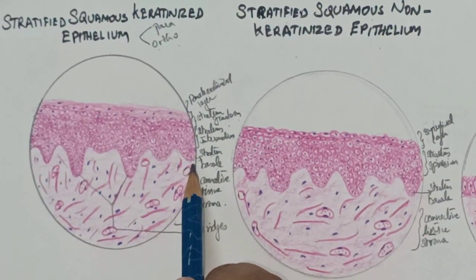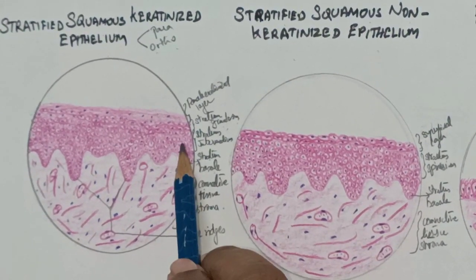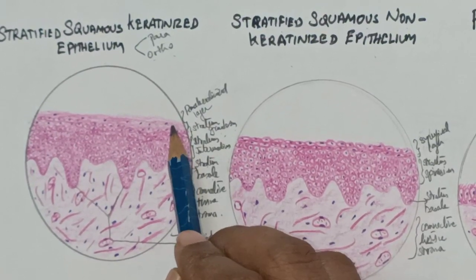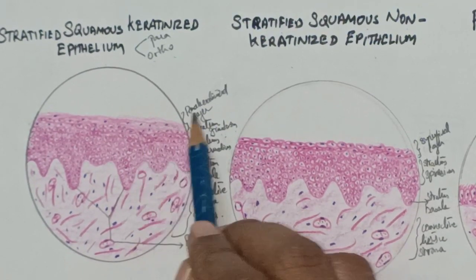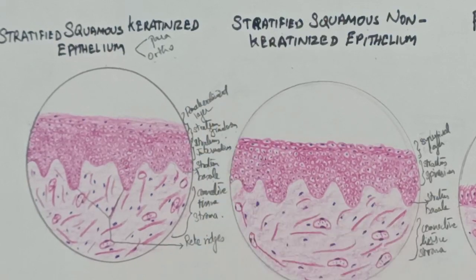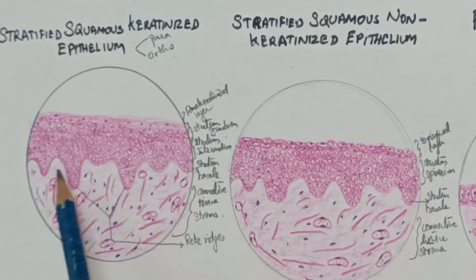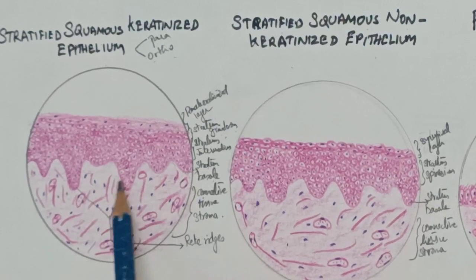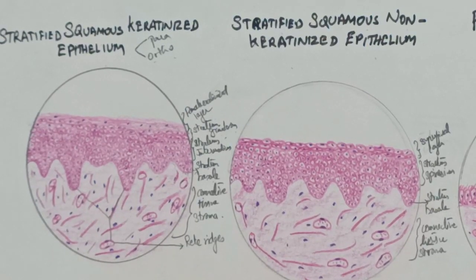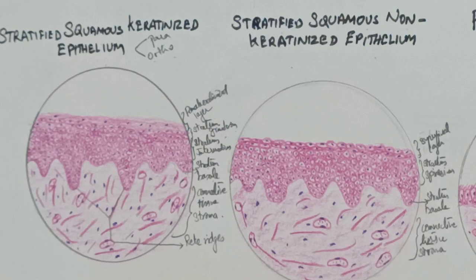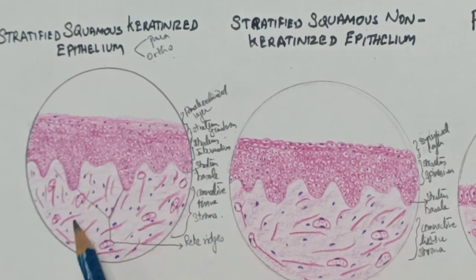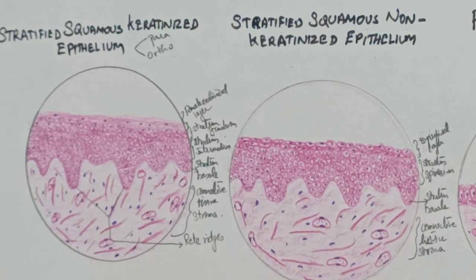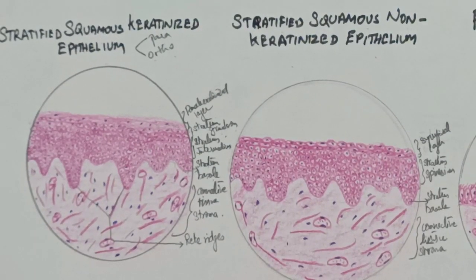These are stratum basale cells. Superficially it is stratum intermedium, above that is stratum granulosum, and above it is stratum corneum, where a parakeratinized layer will be seen. Below this is the portion called the rete ridges. Underlying is the cellular connective tissue stroma, where you have collagen fibers, fibroblasts, and small blood vessels, also evident in the underlying connective tissue for the nourishment of the epithelium.